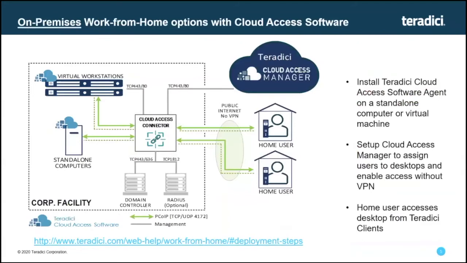To provide a quick overview of the architecture itself, if we start with the home user, think of this chart as helping to give a quick overview of the approach. The home user connects through Cloud Access Connector, the box you see in the center, and then our agents or hosts would be installed in the standalone computers, the workstations that they would traditionally be sitting at in the office.